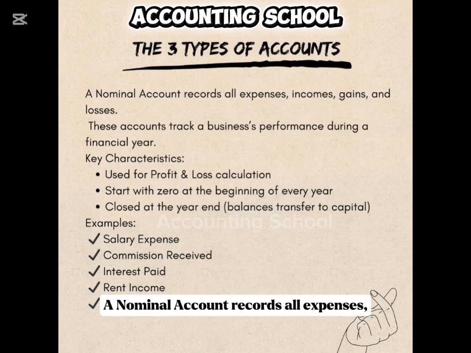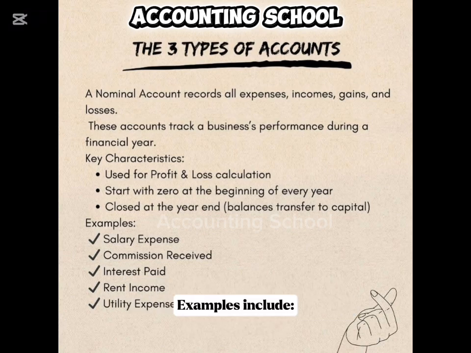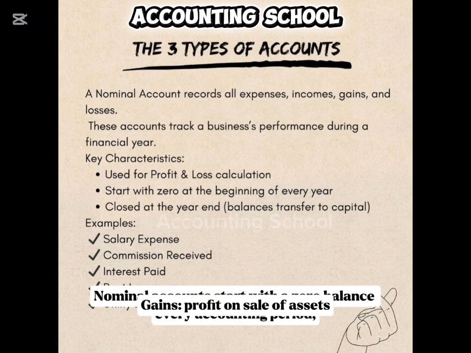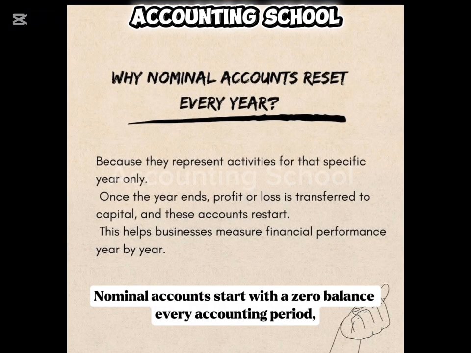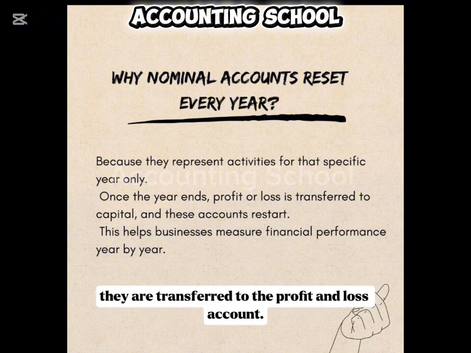A nominal account records all expenses, incomes, losses, and gains of a business. These accounts help measure the performance of a company during a specific period. Examples include expenses, salary; losses, bad debts; incomes, commission received; gains, profit on sale of assets. Nominal accounts start with a zero balance every accounting period, and at the end of the period, they are transferred to the profit and loss account.